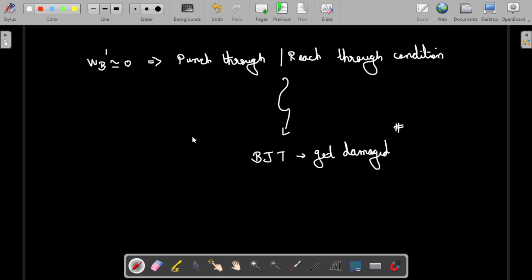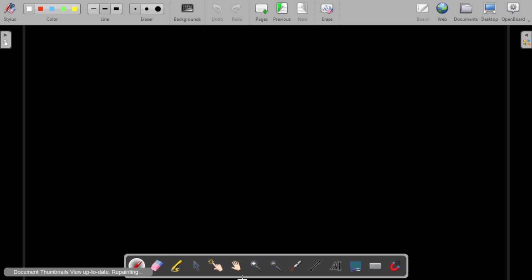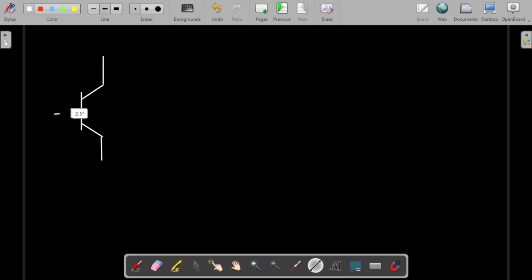Let me draw the IV characteristic curve. Before that, let me draw how the transistor will look, how the transistor is represented. This is how we will be representing the transistor. Let me name everything. This is base, this is collector, this is emitter. This potential is VBE, and this potential is VCE.